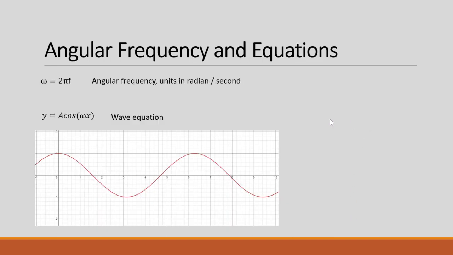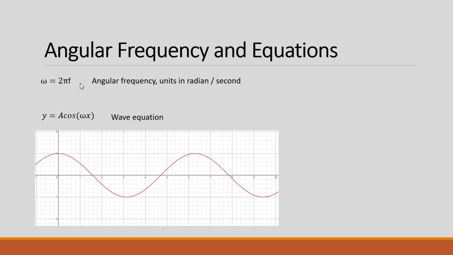Moving on, angular frequency and wave equations. The angular frequency is the rate of angular displacement of a wave. If you were to think back to the unit circle from math class, the angular frequency measures how many radians per second the wave oscillates at. It's given by the formula 2 pi times the frequency.